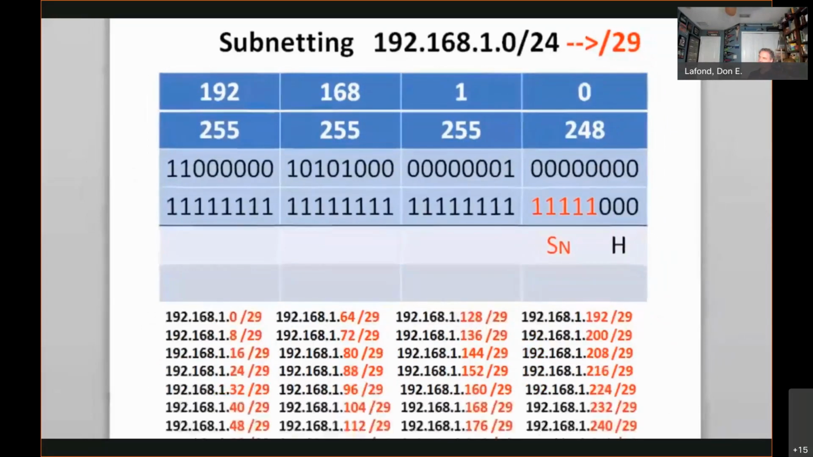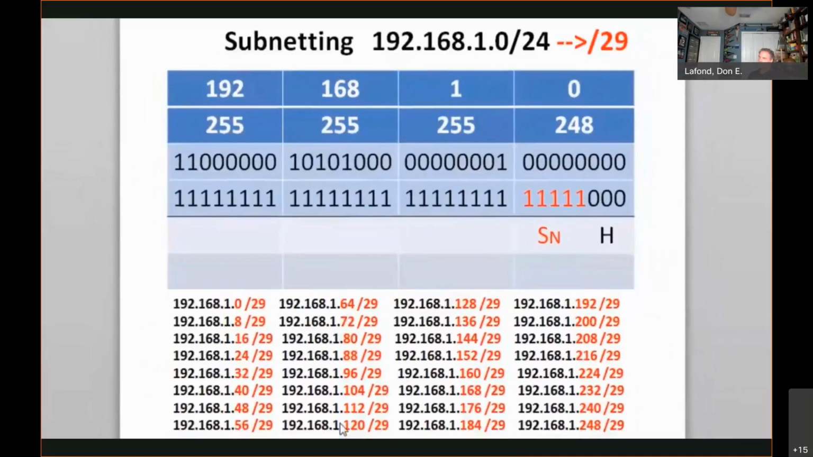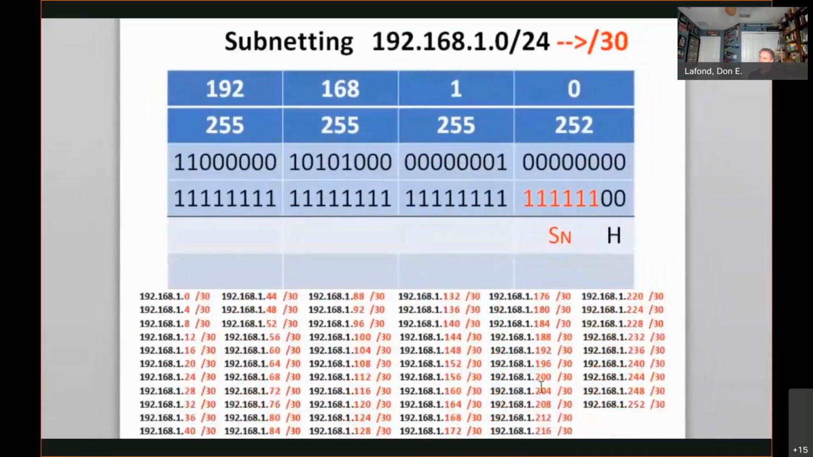Borrowing 5 bits looks like this, and borrowing 6 bits looks like this. I've now borrowed 6 bits from the original 8-bit host portion of the original /24 network, and I now have 2 to the 6th power of possible subnetworks, meaning I have 64 subnets. The host portion of the address is now only 2 bits, or 2 to the 2nd power, meaning there's only 4 host addresses per subnet.